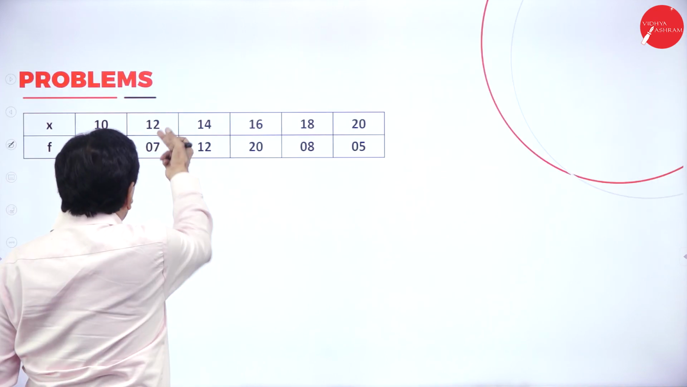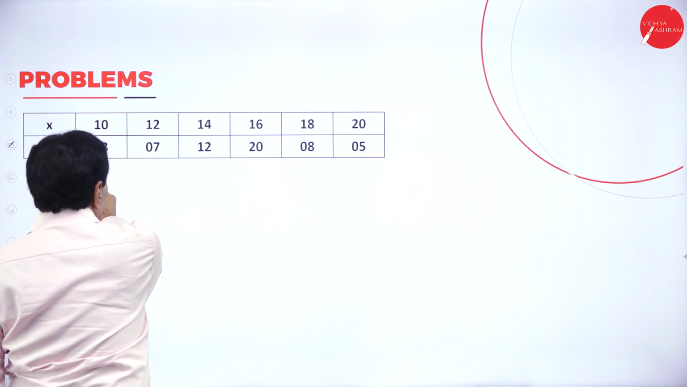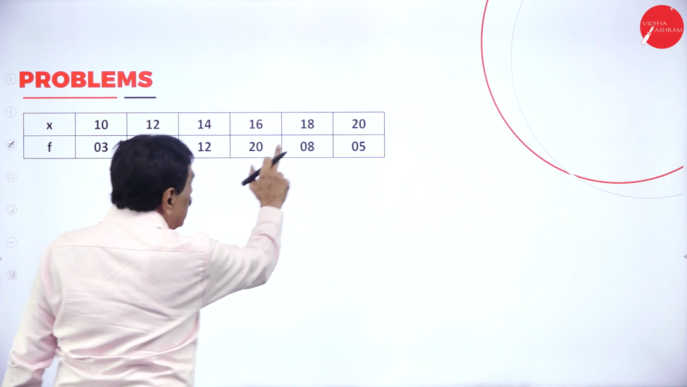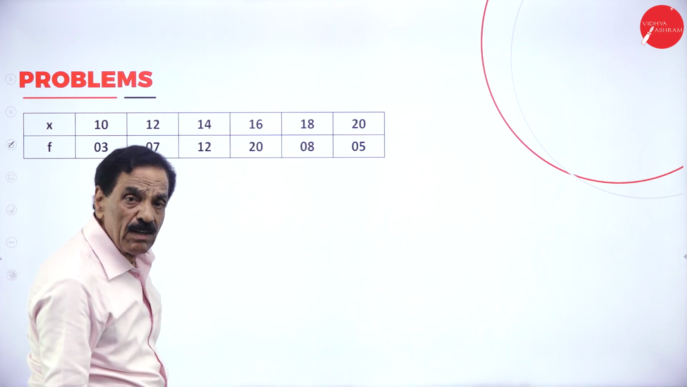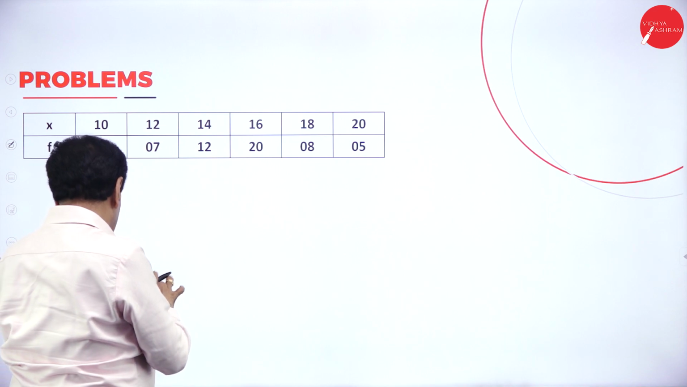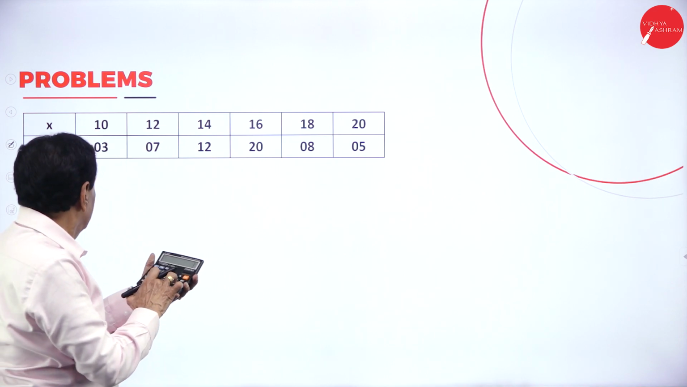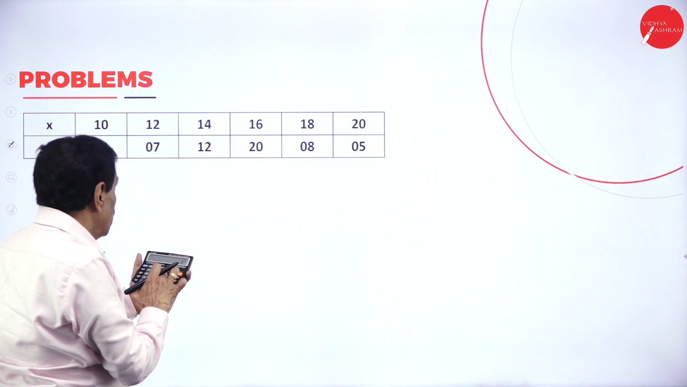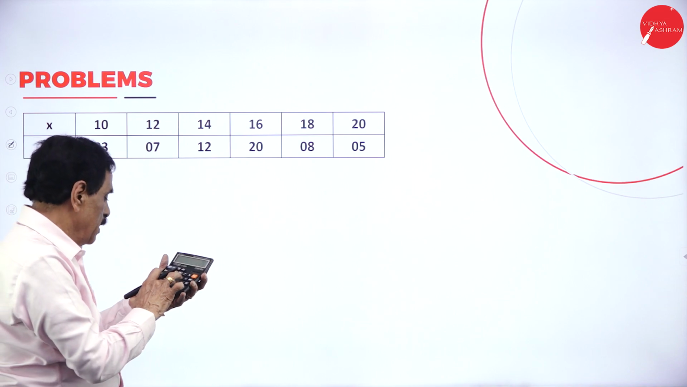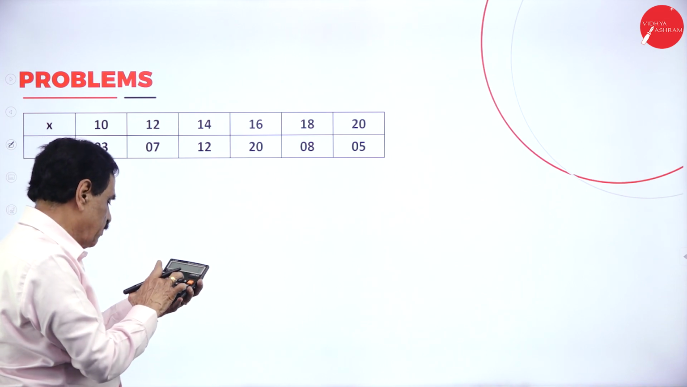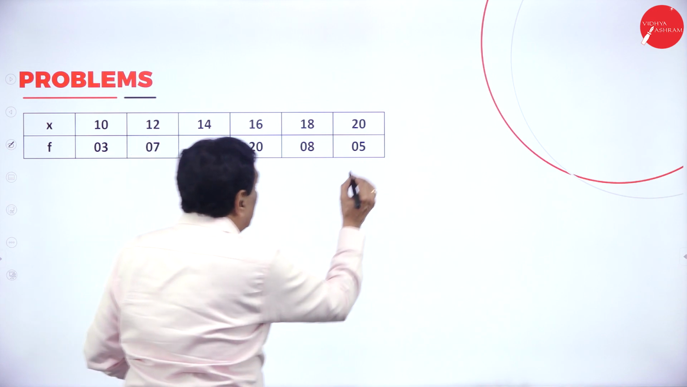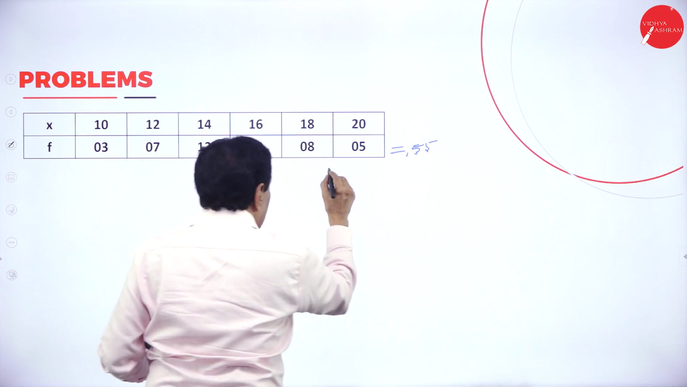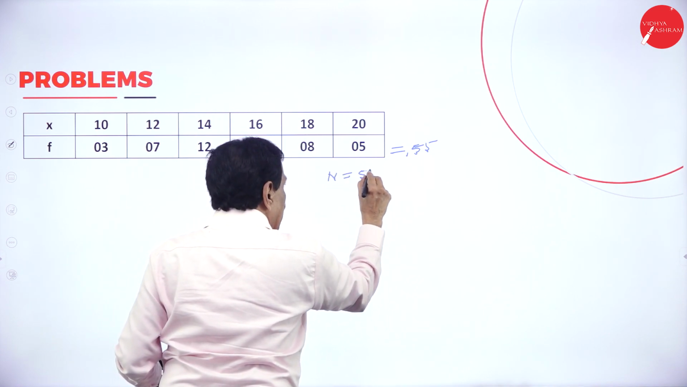Here, one more example is there. So you have got a frequency. See that 3, 7, 12, 20 increase, then suddenly fall to 8, and the next is 5. Now add the frequencies first. What is the first one? 3 plus 7 plus 12 plus 20 plus 8 plus 5. This is 55. So n is equal to 55.